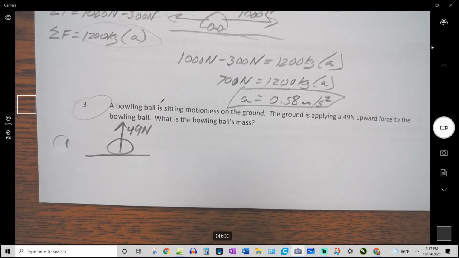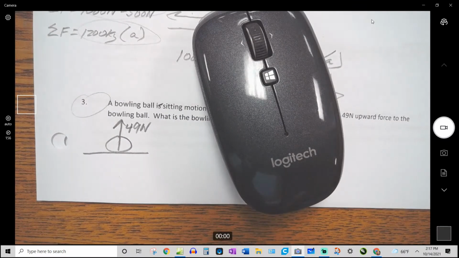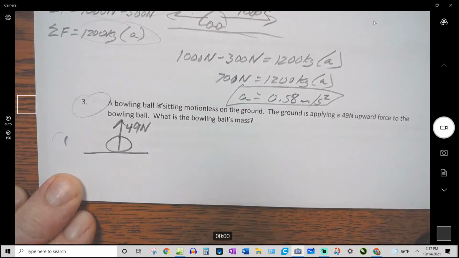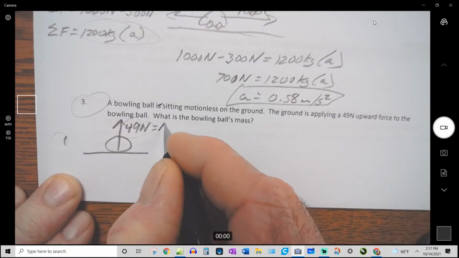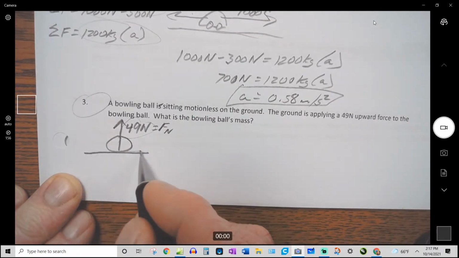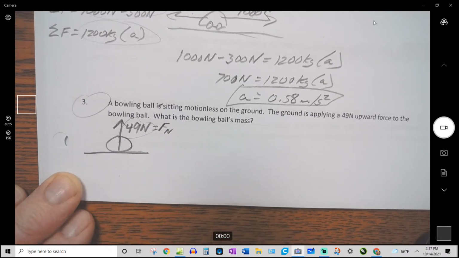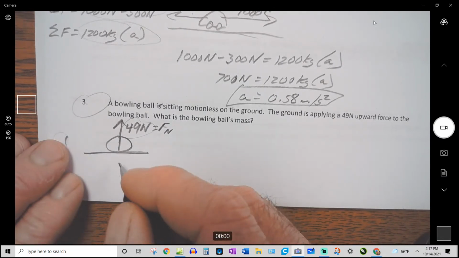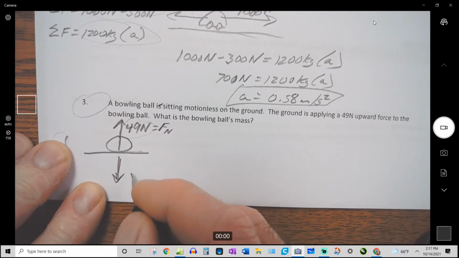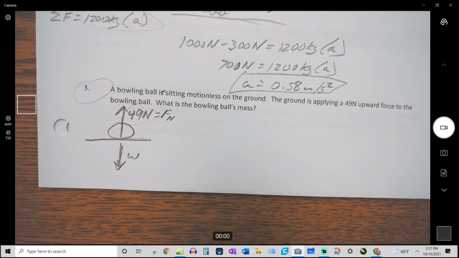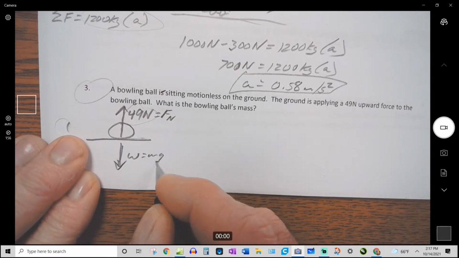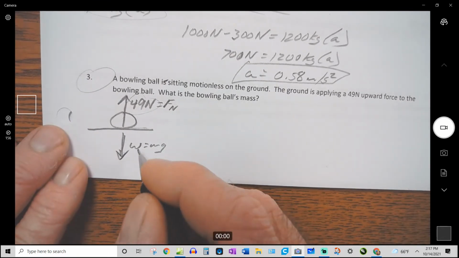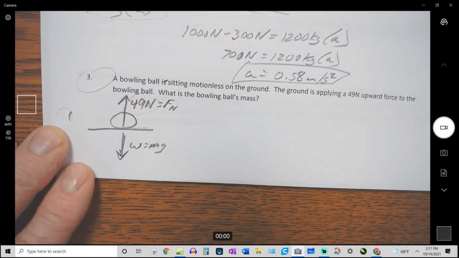Are there any other forces acting on the bowling ball? Isn't it like the normal force? So that is the normal force. Yeah, 49 newtons would equal the normal force. That's the force by this surface exerted perpendicular to the ball. The other one is the weight. Yeah, there's weight pushing this way. And I guess if I wanted to, I could write it equals mg, because I know that weight equals mg. So there's a good full diagram.